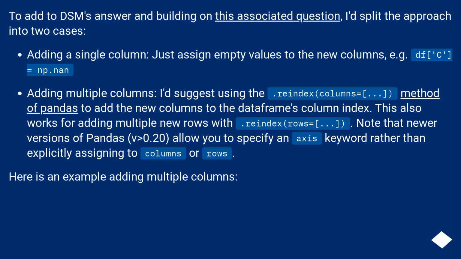data frame's column index. This also works for adding multiple new rows with .reindex(rows=). Note that newer versions of pandas, v0.20, allow you to specify an axis keyword rather than explicitly assigning to columns or rows. Here is an example adding multiple columns.